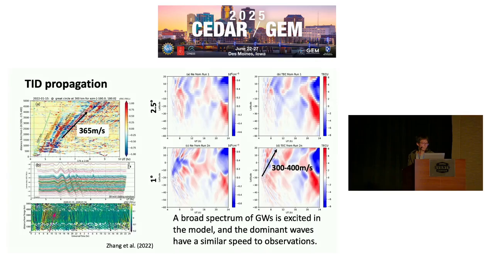And this slide is the continuation of the previous movie, and I just select a longitude and see the TID propagation in this snapshot, in this cross section. So we got a really good comparison with GNSS TEC observations, and the propagation speed of the TID from our simulation is in very good correspondence with the observations.